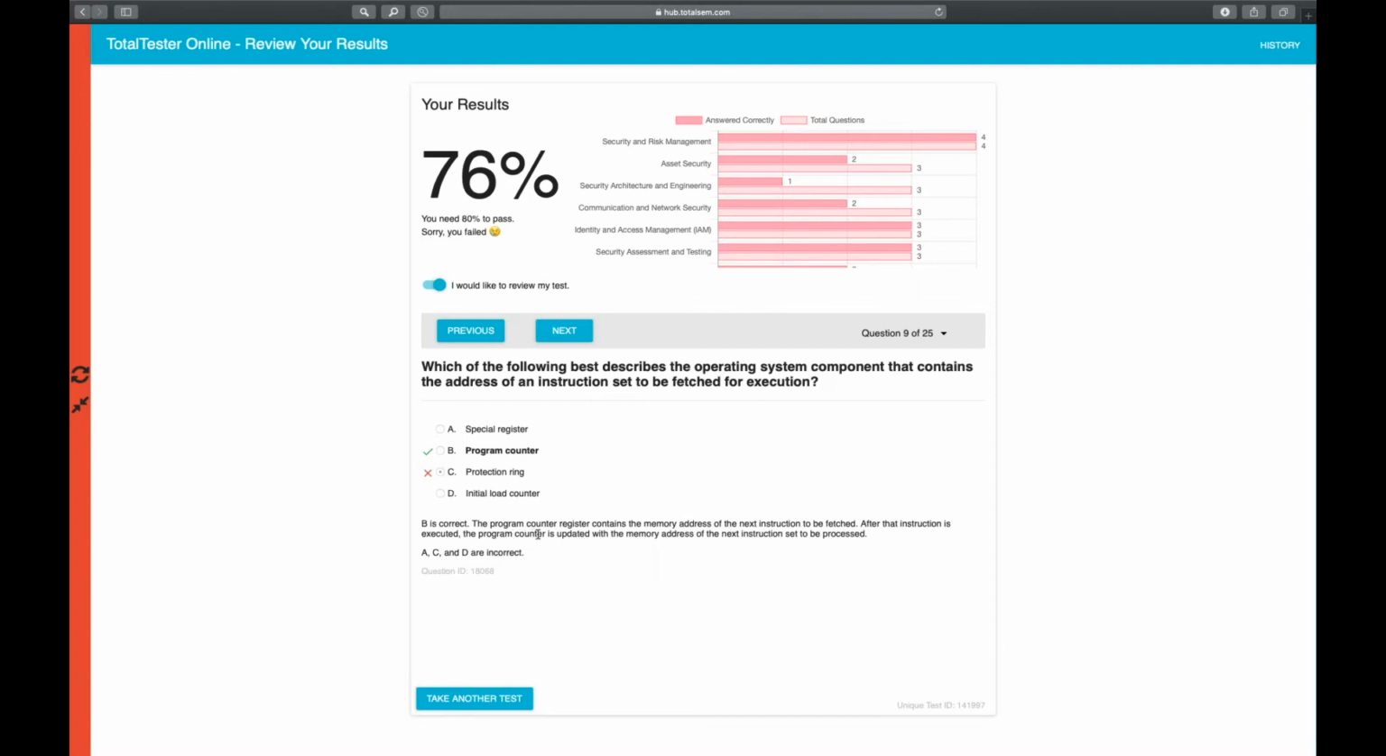So the program counter register contains the memory address of the next instruction to be fetched. After that instruction is executed, the program counter is updated with the memory address of the next instruction set to be processed. All right, learn something there.